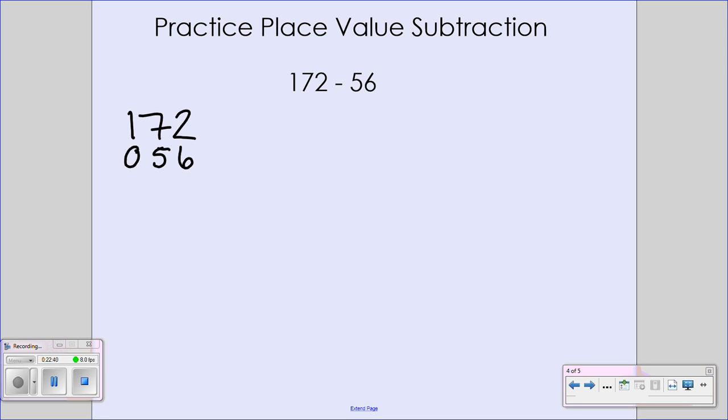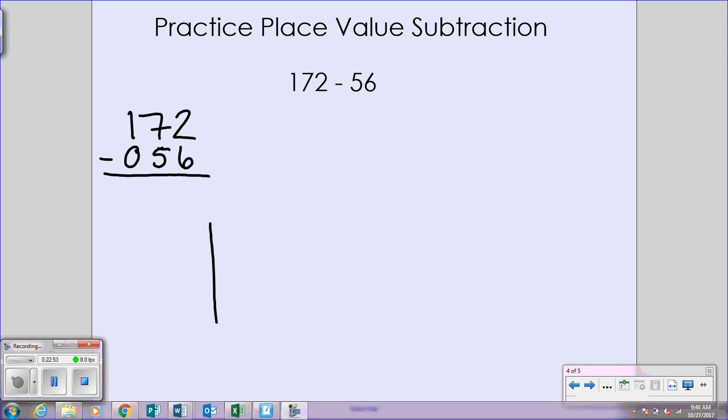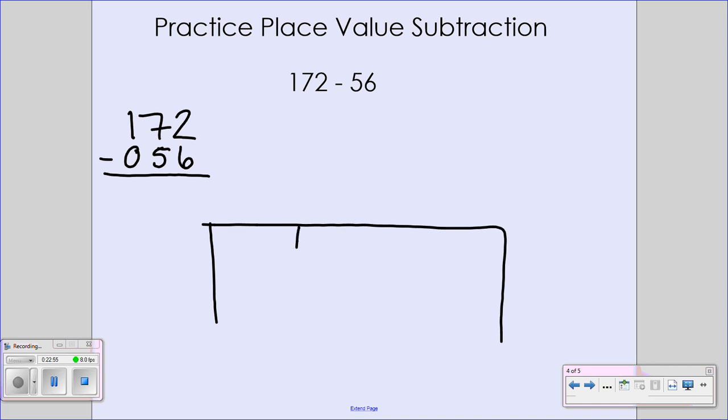Does that change my number? No. Do I have to put a 0 there? No, but it's there. Go ahead and stack your equation, just like you did on the 100 chart. You don't need to write hundreds, tens, and ones because I've already done it for you.